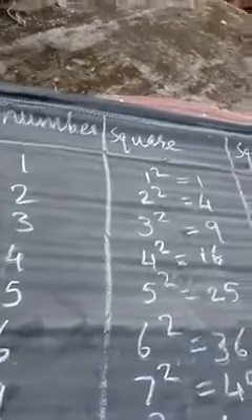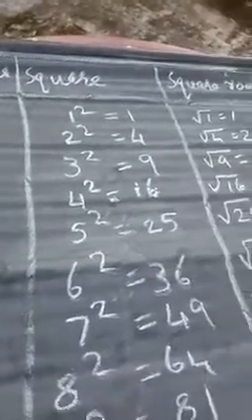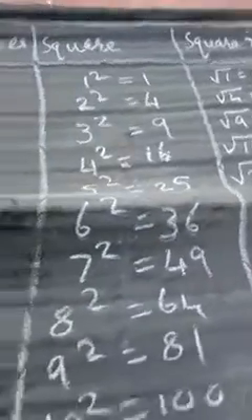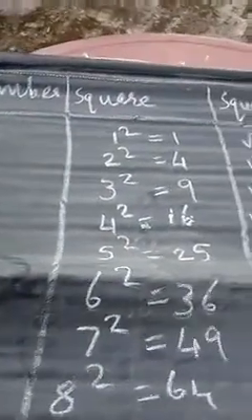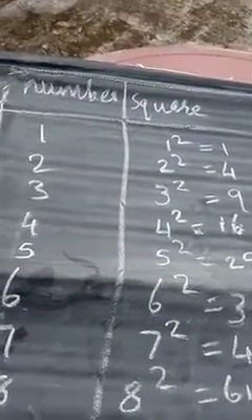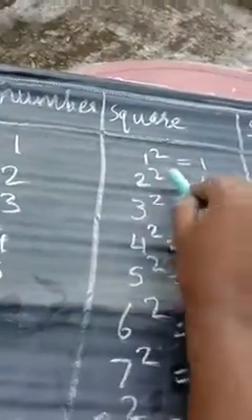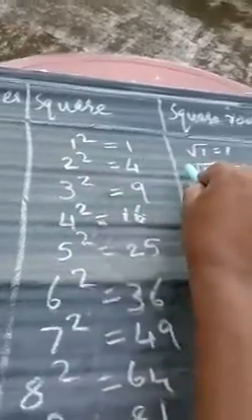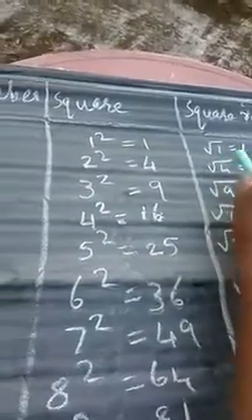See here, a number and its square and its square root. We make a table: number, square, square root. Okay, first 1. Number 1. Its square means 1 square, 1 into 1, 1. Square root means root 1, 1.